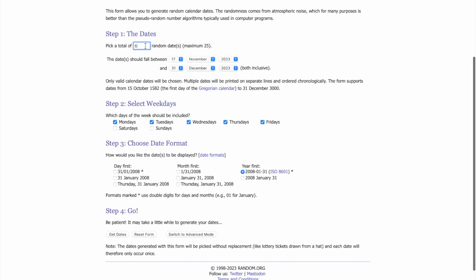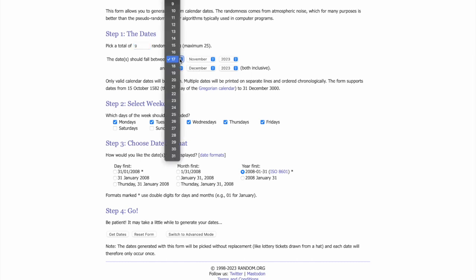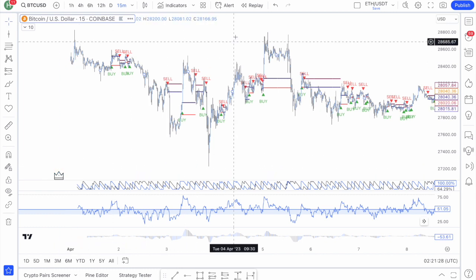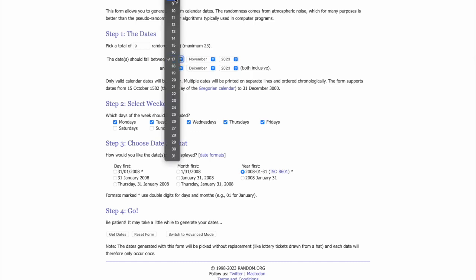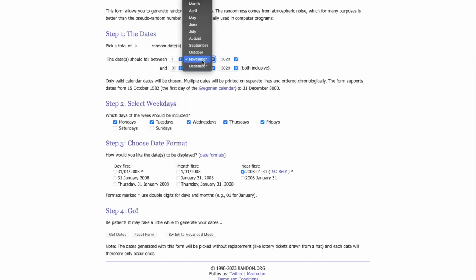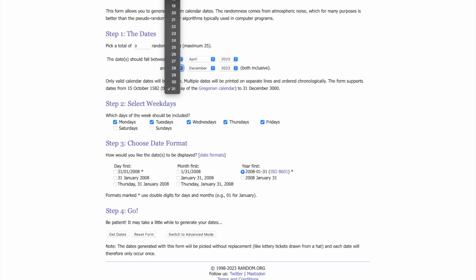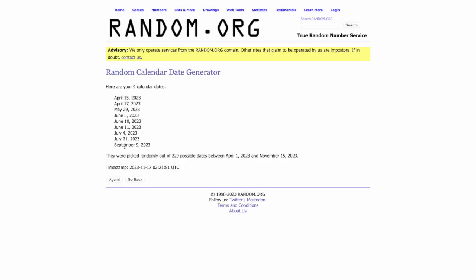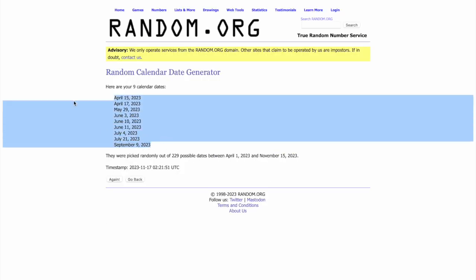So we already did one, so we're going to do nine between April, what did I say? April 2nd. It's really dumb. April 1st. We'll do April 1st, 2023 to today or yesterday, so 15th of November. I hate to do that, but I don't have a choice. That's kind of what we were working with. So going ahead and go to get dates, and these are the new nine dates that we will be working with.